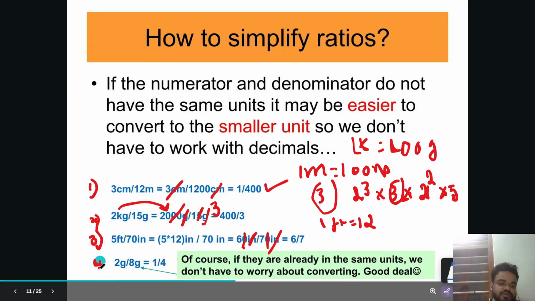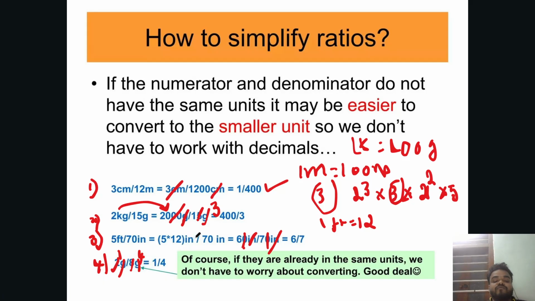One last example. 2 gram by 8 gram. Do you need any conversion here? No, because both are the same unit. So gram will get cancelled. HCF of 2 and 8 is 2 only. 2 ones are 2, 2 fours are 8. So the simplest ratio will become 1 is to 4 or 1 by 4 or 1 to 4.